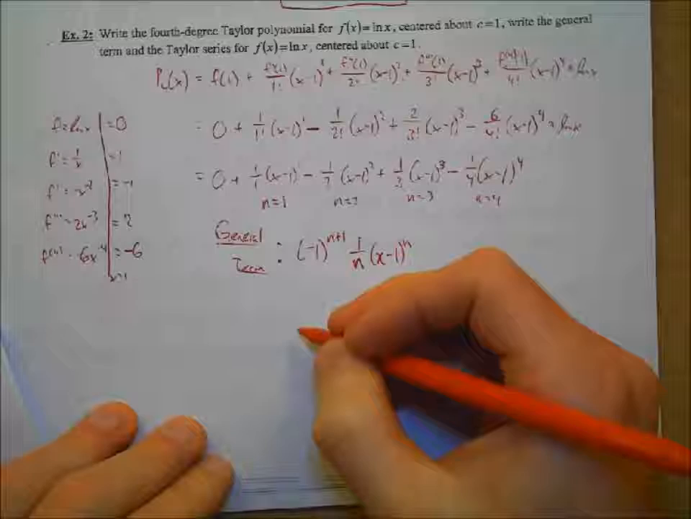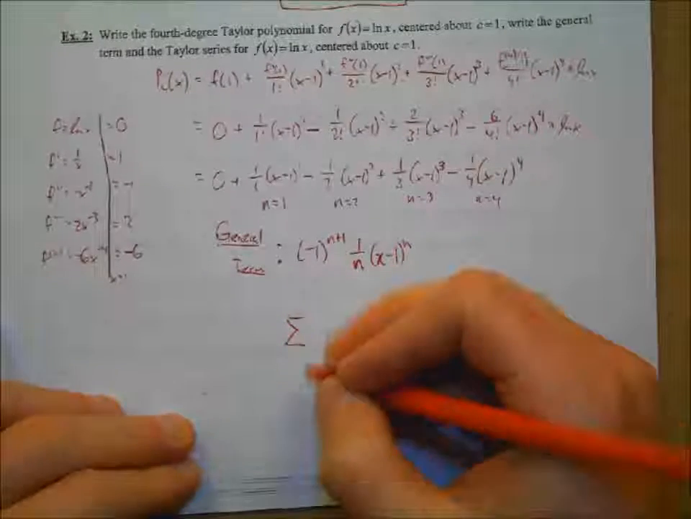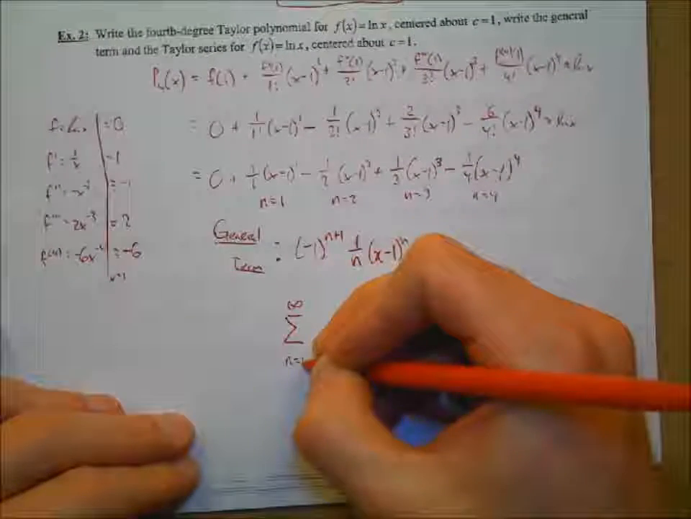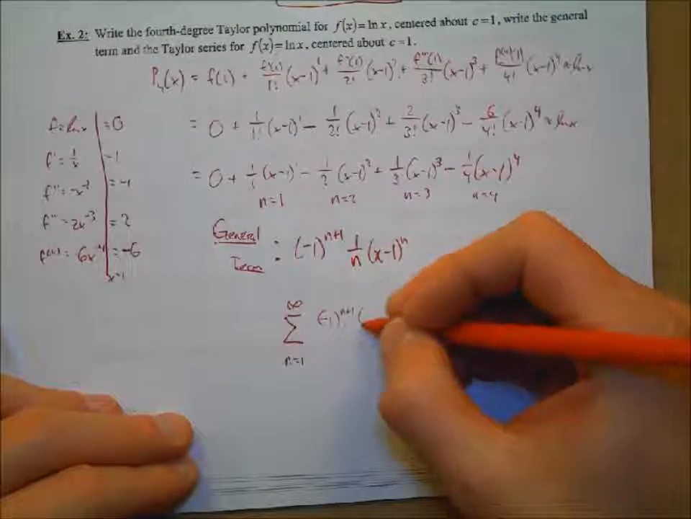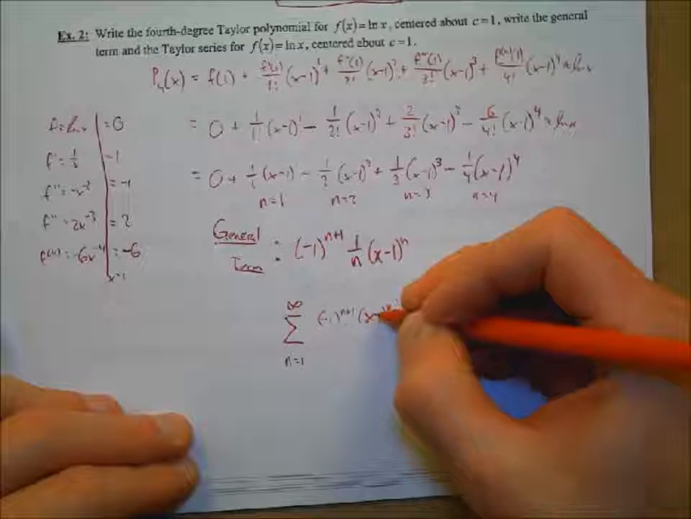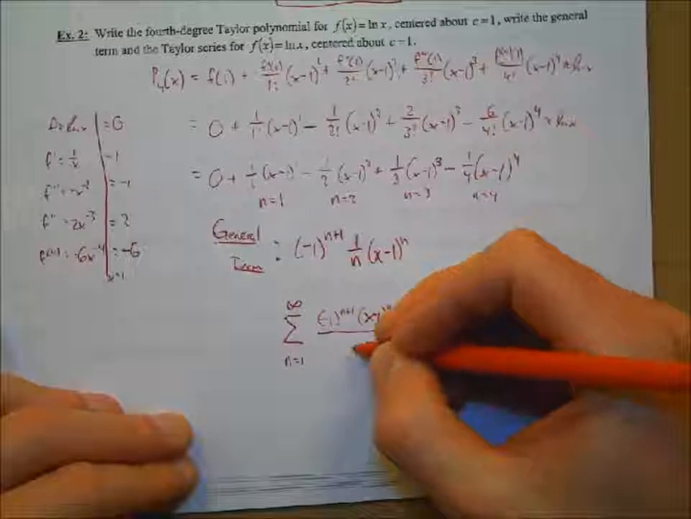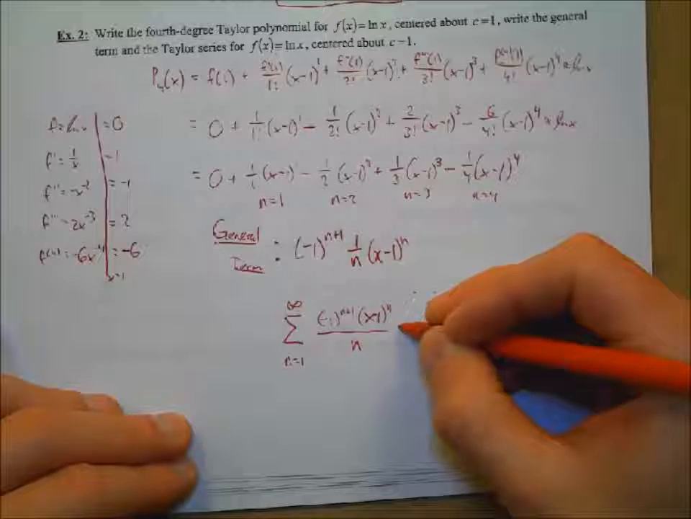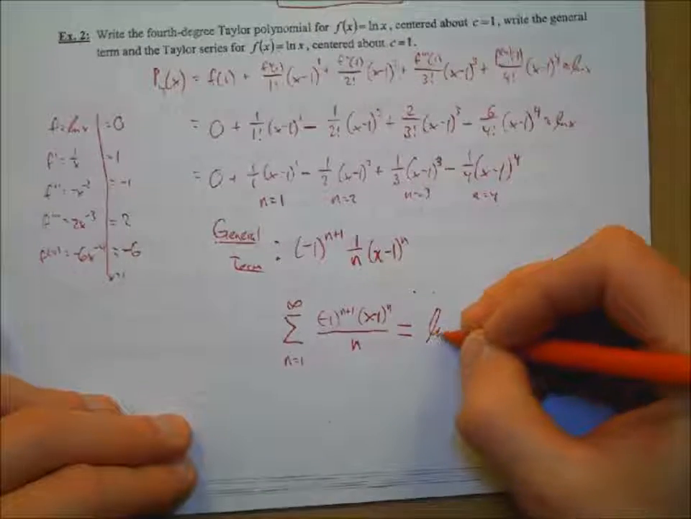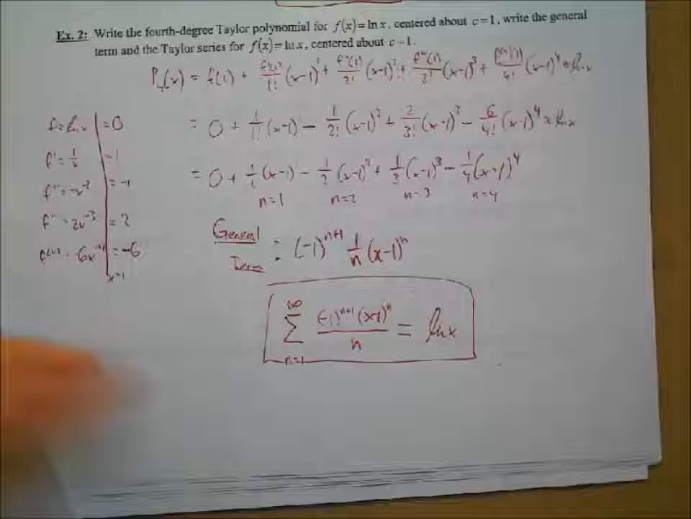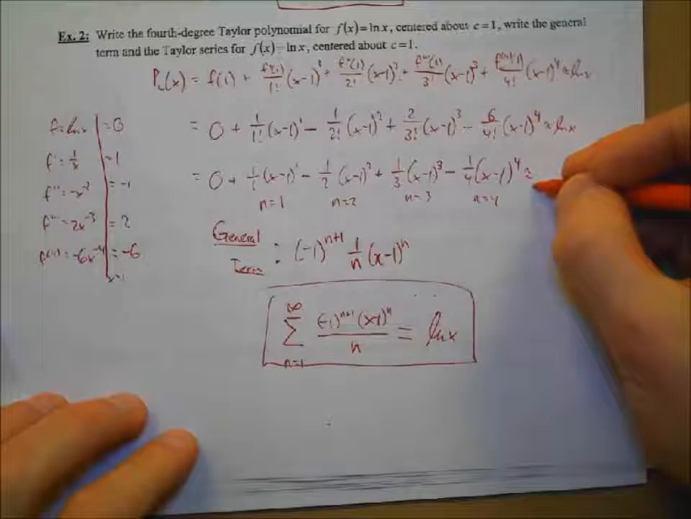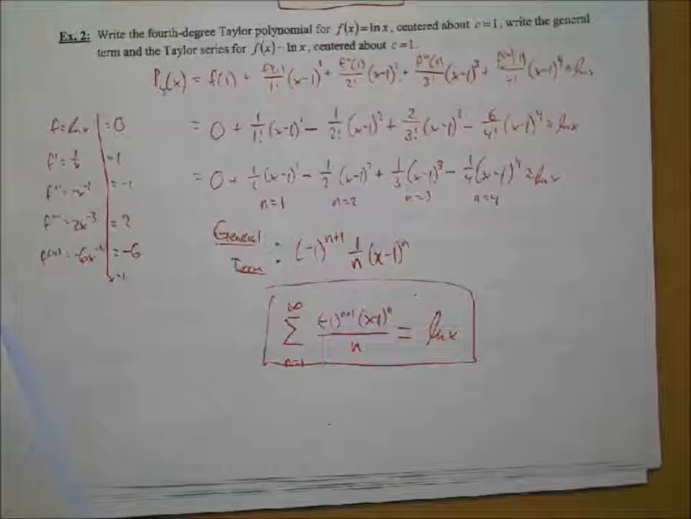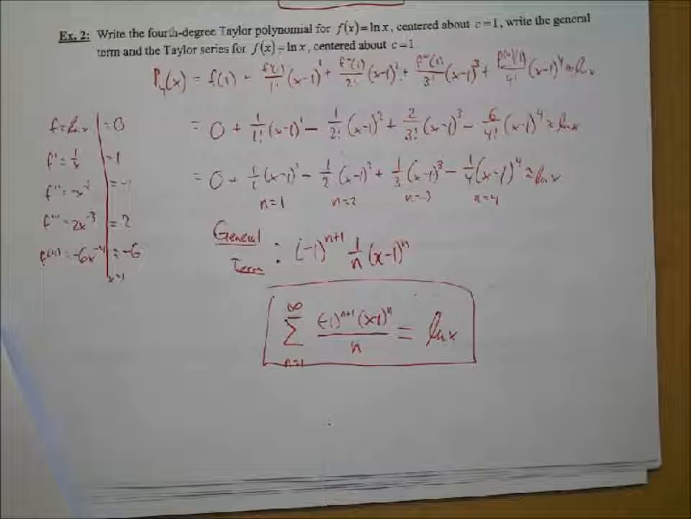So then our series will be the sum from n equals 1 to infinity of -1 to the n plus 1 times x minus 1 to the n, all over n. And that is exactly equal to the natural log of x. No squiggles here, no approximately equals. That is precisely the natural log of x. All right, questions on any of that?